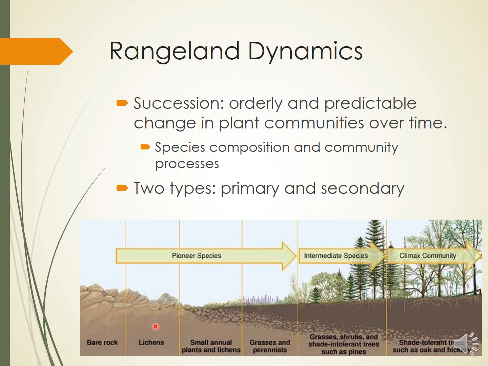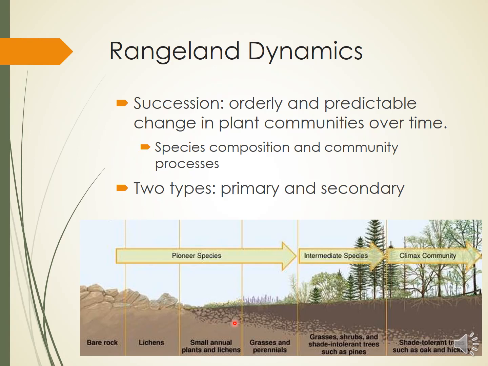So after lichens and after a small amount of soil is formed, you're going to start to see small annual plants. These are plants that have shallow root systems and that are going to establish easily from seed. From there, we're going to transition into perennials, perennial forbs and grasses. These are plants that are more permanent herbaceous plants. They have deep root systems.